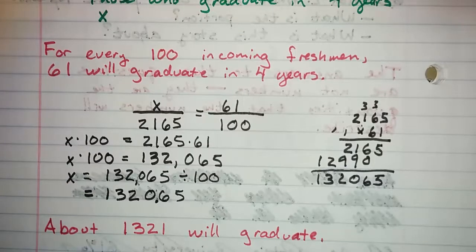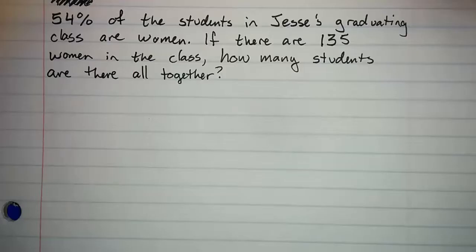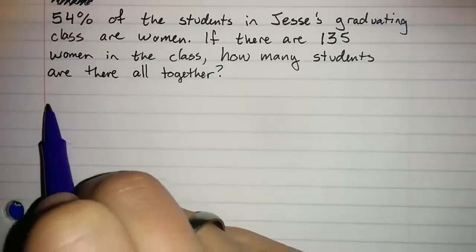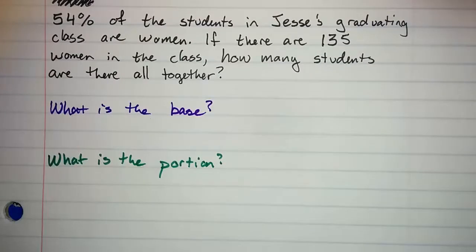Let me give you one of these to try. Suppose that we know that 54% of the students in Jesse's graduating class are women. If there are 135 women in the class, how many students are there altogether? So, first answer the questions, what is the base and what is the portion in words. Then, figure out the answer to the question. Pause the video and try this now.